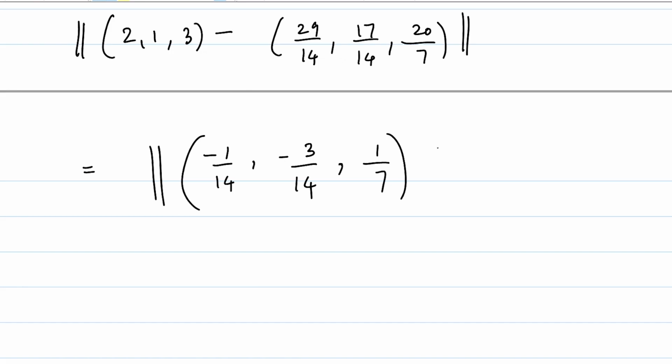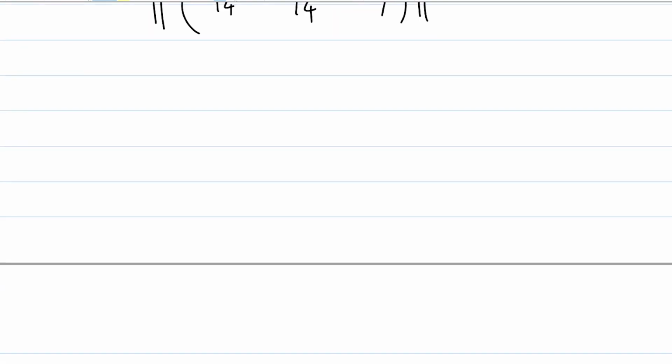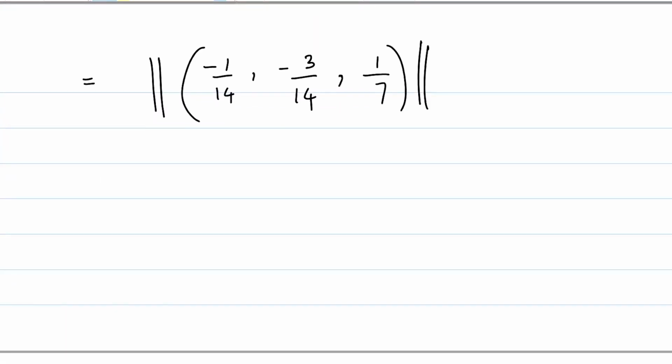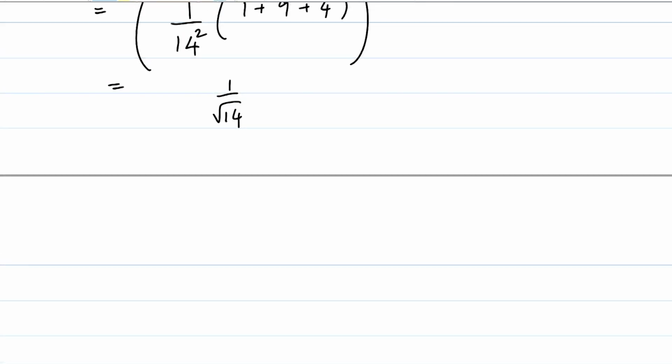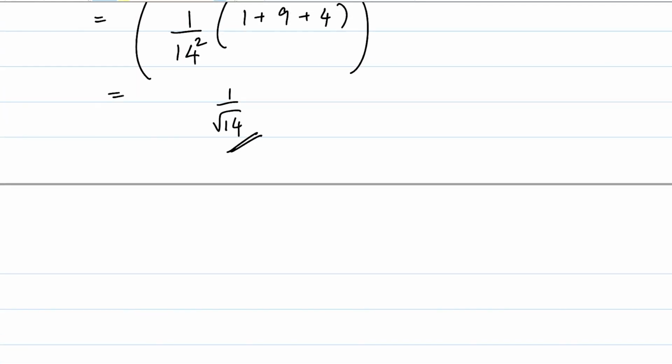The length of this is going to be equal to 1 by 14 times the square root of 1 plus 9 plus 4, which is equal to 1 by square root of 14. So this is precisely the length of our given vector to our given subspace.